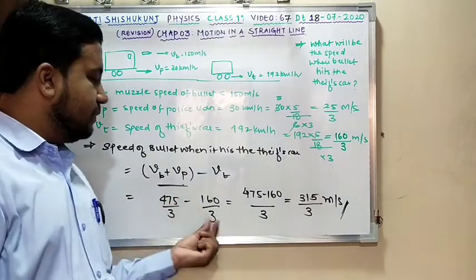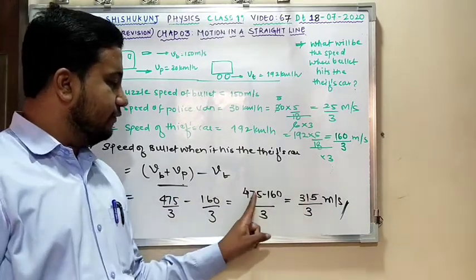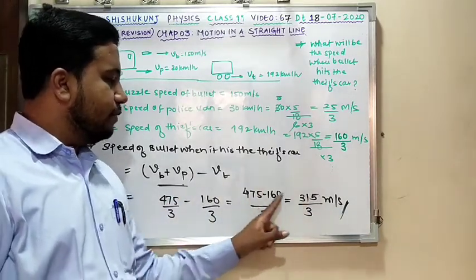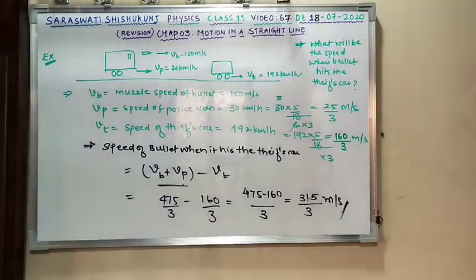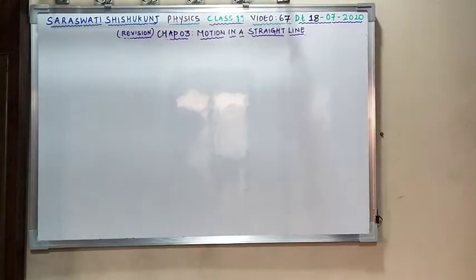475 minus 160 by 3. That is 5 minus 0, 5. 7 minus 6 is 1. And 4 minus 1 is 3. 315 by 3 meter per second is your final answer. That is the speed of the bullet with respect to the thief's car.